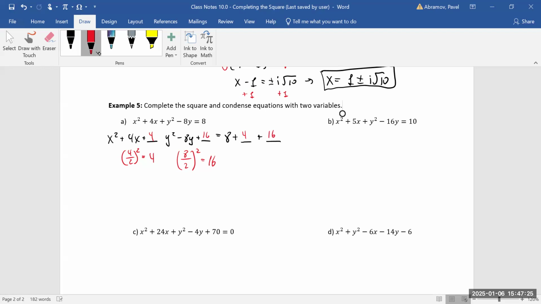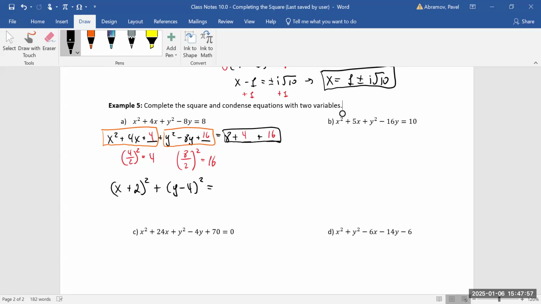Now we're going to condense first the x's. So that becomes x plus 2 squared. Then we do have a plus sign from this y, so it will be plus. And we're going to condense the y's. So it's going to be y minus 4 squared. And on the right side, we just add up all of these terms: 8 plus 4 plus 16. So that gives us 28. So that would be the condensed form with two variables.